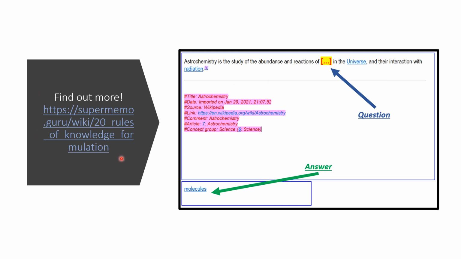On the left hand side, you can see that we've got a link, and this will take you to 20 rules that a user is advised to follow. This is because following those rules will enhance your recall.